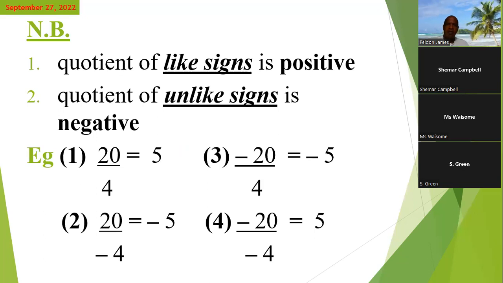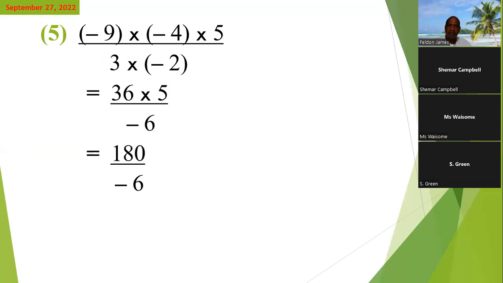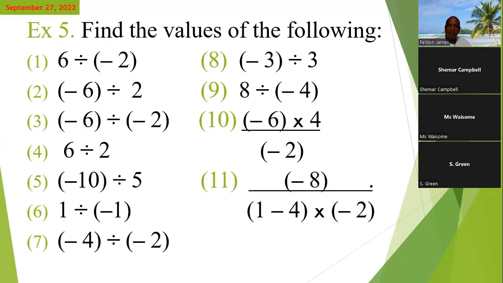Now, when you're dividing numbers, remember, if you're dividing positive by positive, you get positive. Negative divided by positive, you get negative. And then if you're dividing positive by negative, you get negative. And negative divided by negative, you get positive. All right. With that said, try these questions for me, guys.